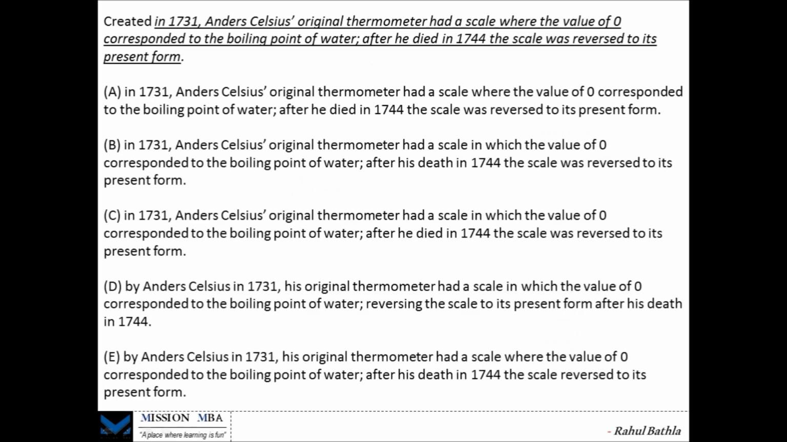So the question says, created in 1731, Anders Celsius' original thermometer had a scale where the value of 0 corresponded to the boiling point of water; after he died in 1744, the scale was reversed to its present form.